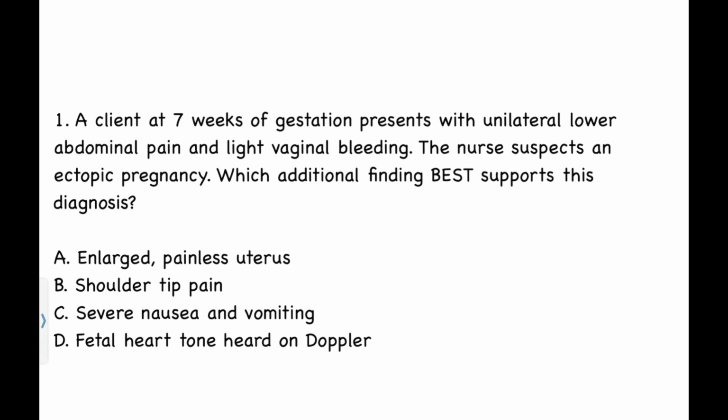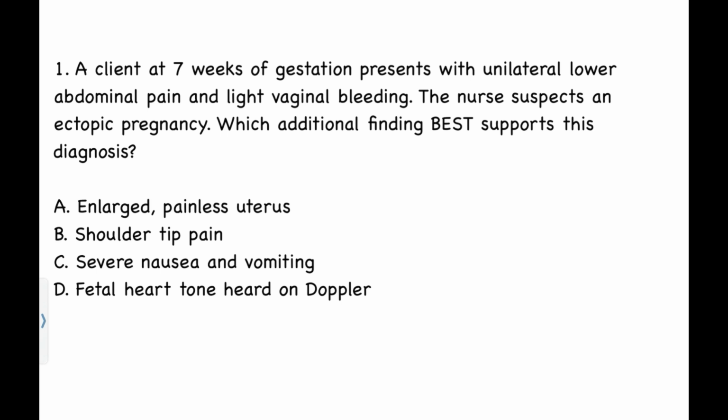So our first question is, a client is at 7 weeks of gestational presence with unilateral lower abdominal pain and light vaginal bleeding. The nurse suspects an ectopic pregnancy. Which additional finding best supports this diagnosis? Option A, enlarged and painless uterus; option B, shoulder tip pain; option C, severe nausea and vomiting; option D, fetal heart tone heard on Doppler. Now see how I eliminate other options and take the right answer.